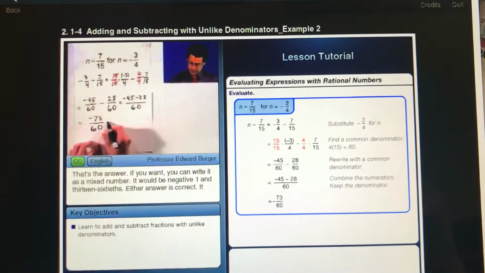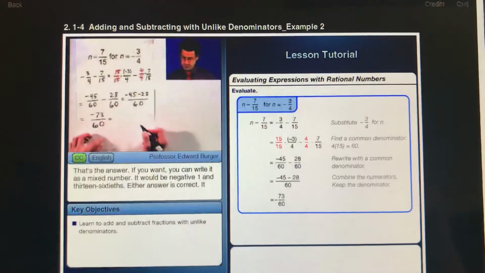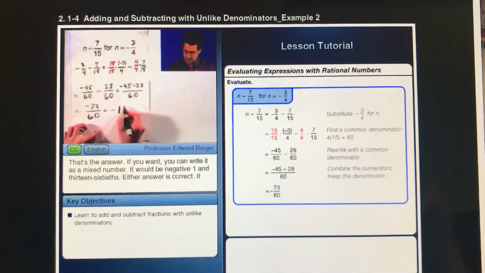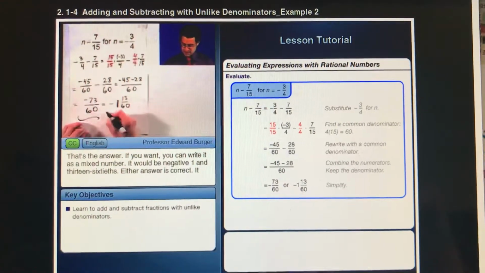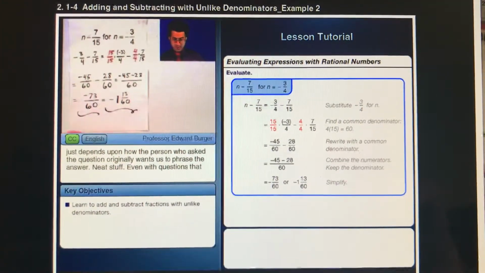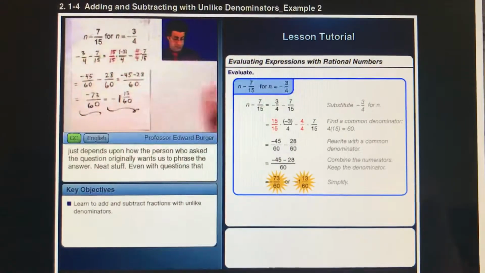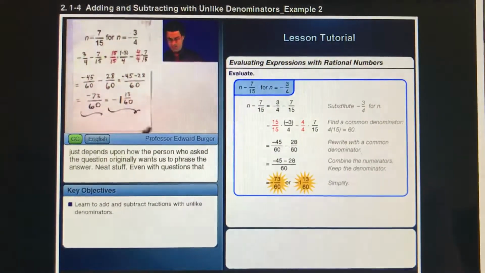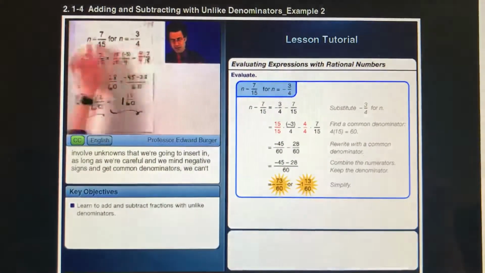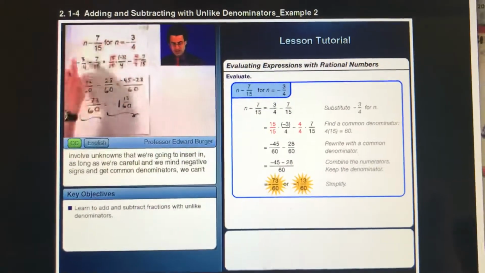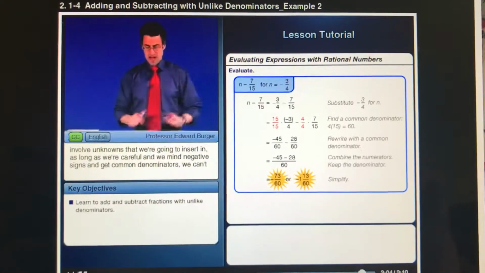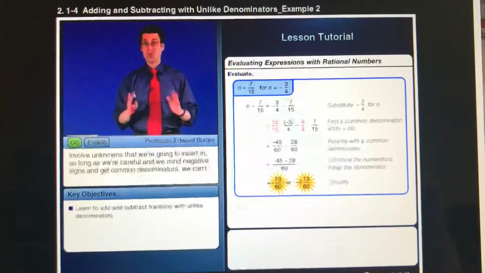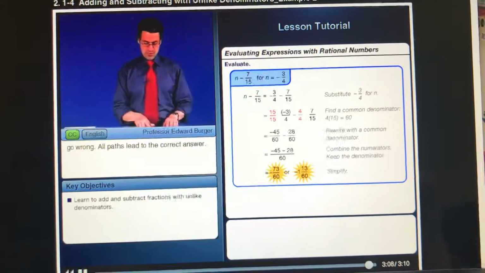Or if you want, you could write this as a mixed number as negative 1 and 13/60. Either answer is correct. Just depends upon how the person who asked the question originally wants us to phrase the answer. So, neat stuff. Even with questions that involve unknowns that we're going to insert in, as long as we're careful and we mind negative signs, we get common denominators, we can't go wrong. All paths lead to the correct answer.